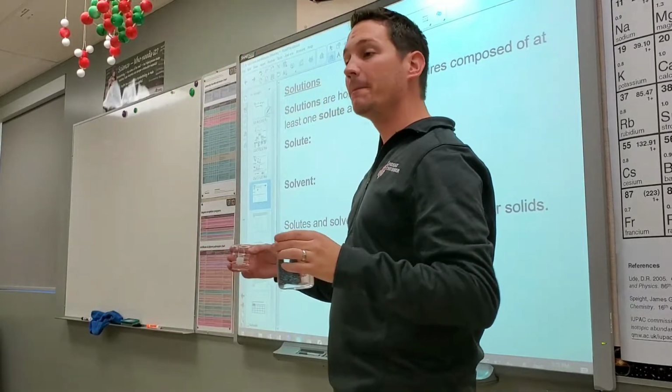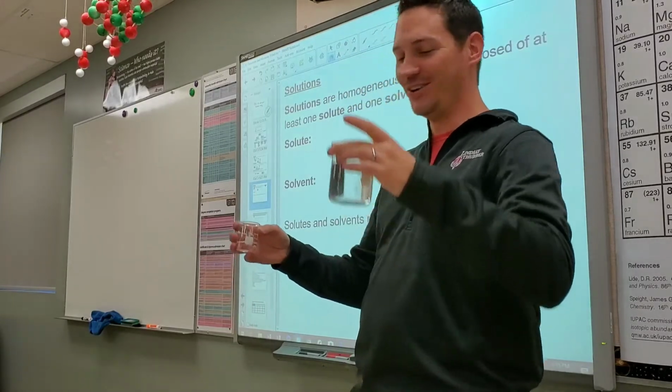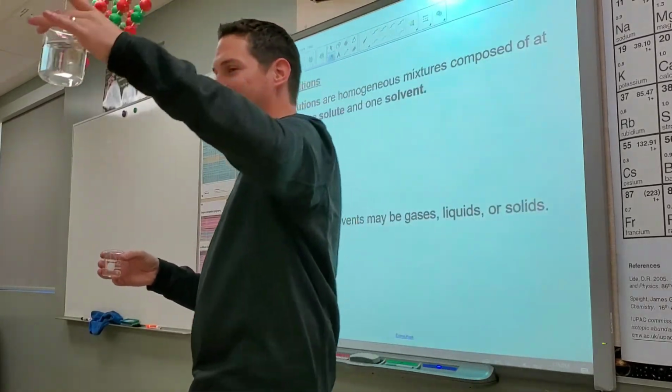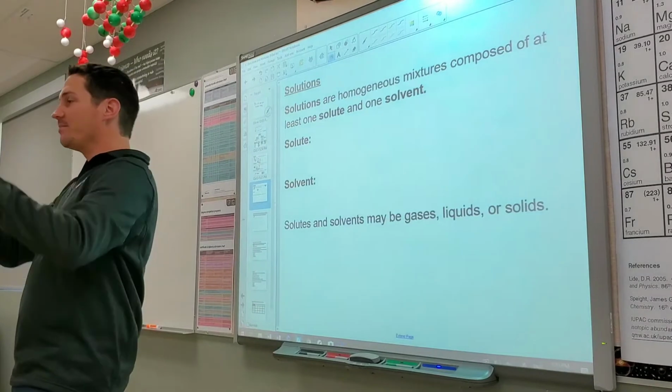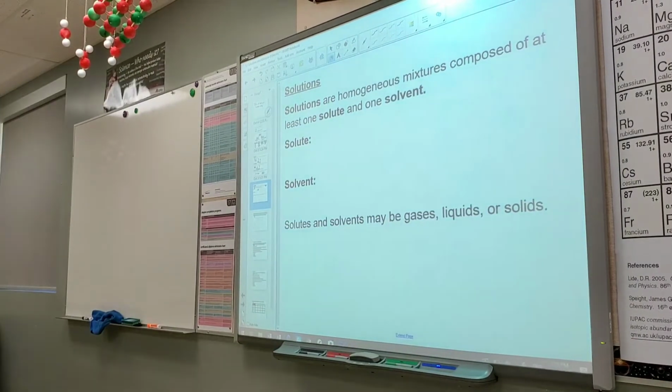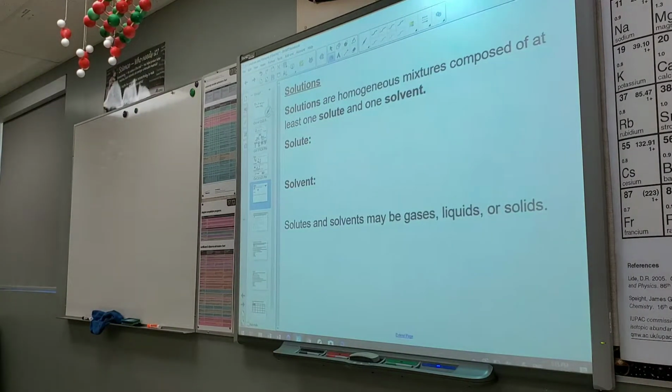No. So the water's here, the hydrochloric acid is here. Can you tell the difference between the two just by looking at them?